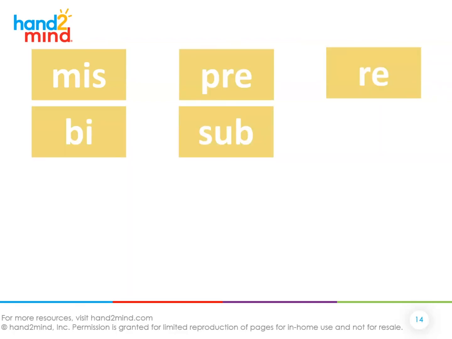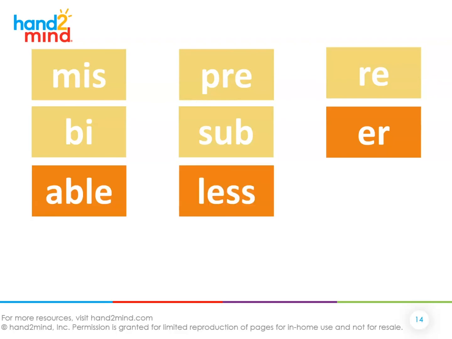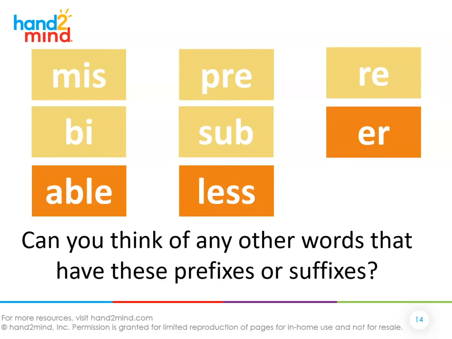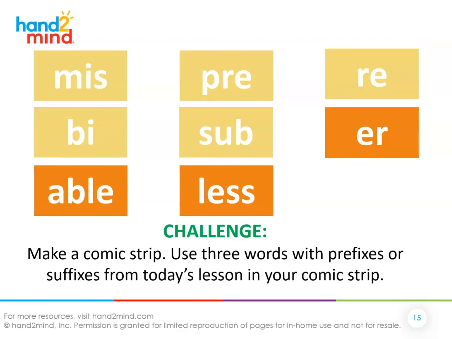In this lesson, we learned a number of prefixes and suffixes, such as mis, pre, re, bi, sub, er, able, less. Now, can you think of any other words that have these prefixes or suffixes? Great. Now, I have a special challenge for you. After this video, make a comic strip. Use 3 words with prefixes or suffixes from today's lesson in your comic strip.